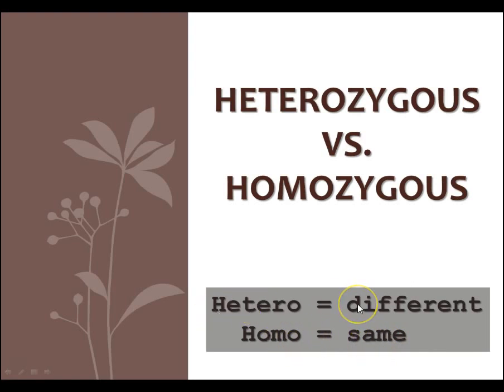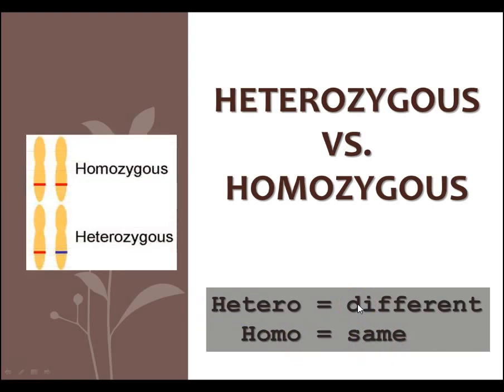Homo, same. Hetero, different. So this right here, you can see these are two homozygous chromosomes. You can see they are the same. These are heterozygous. These have different ones on there. One red, one blue.